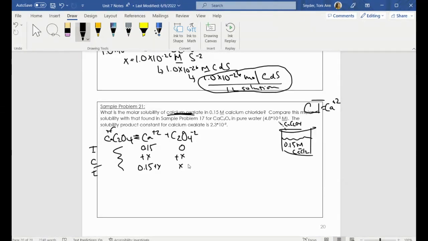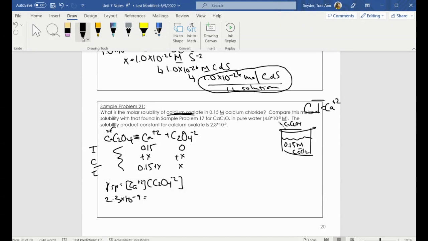I'm given my value for KSP. KSP for calcium oxalate is 2.3 times 10 to the negative 9th. So my KSP is equal to this times this. This is nice because I really don't have any squares or anything to consider. So relatively easy problem. 2.3 times 10 to the negative 9th.